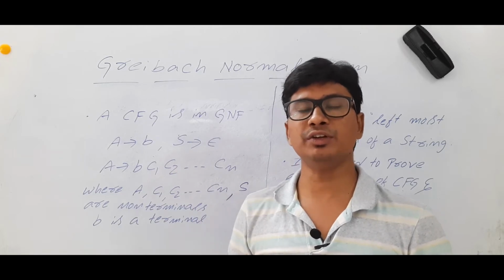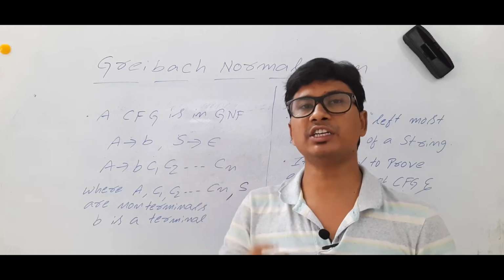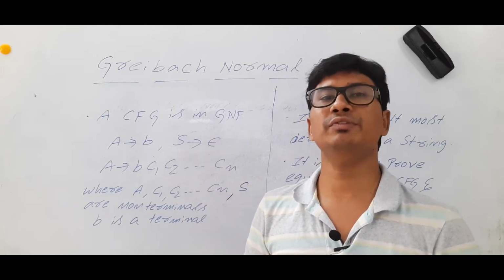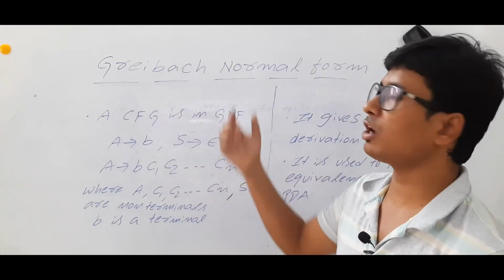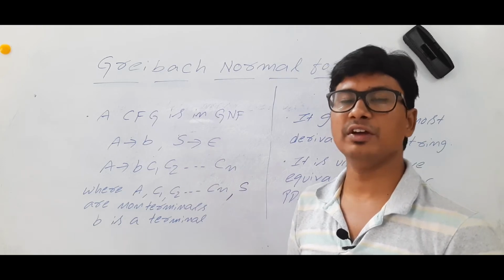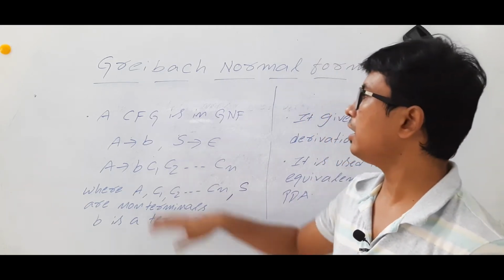In the last video, we discussed an example of converting a context-free grammar to Chomsky normal form. In this video, we will discuss Greibach normal form, or GNF for short. Then we will discuss the uses of the GNF. Okay, now let me discuss.